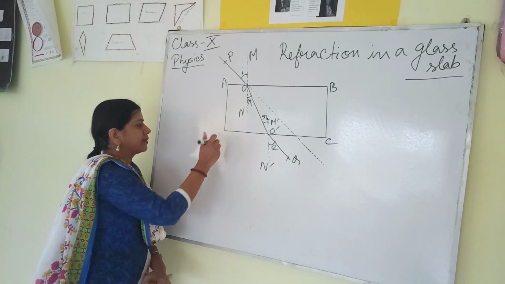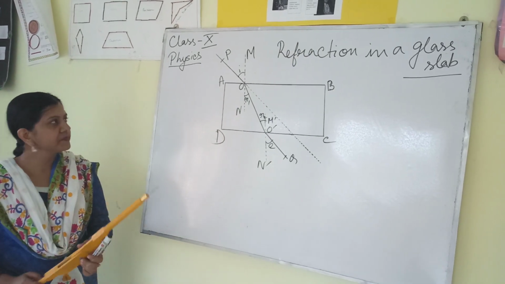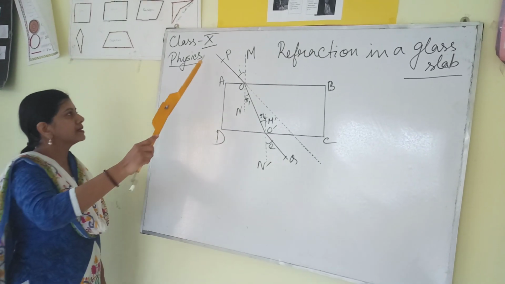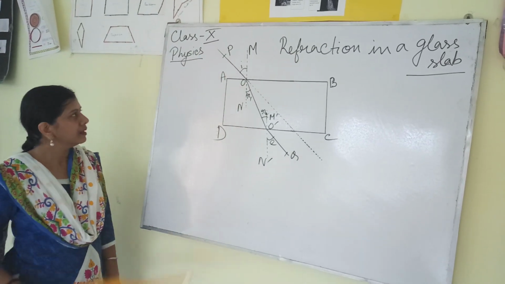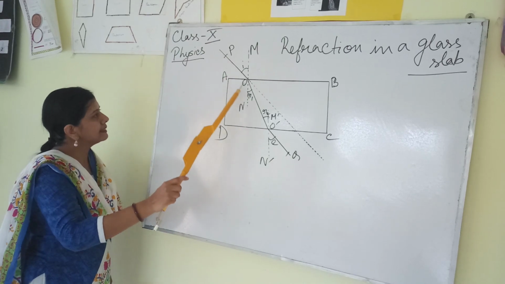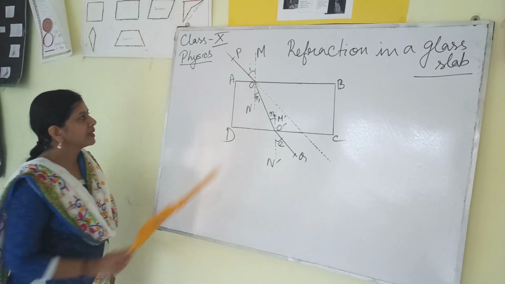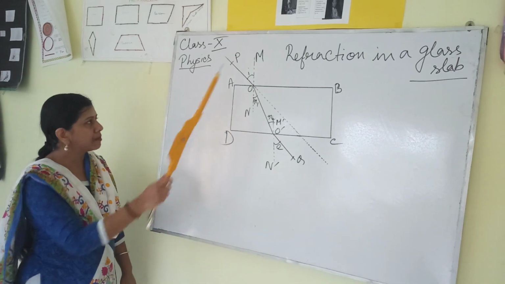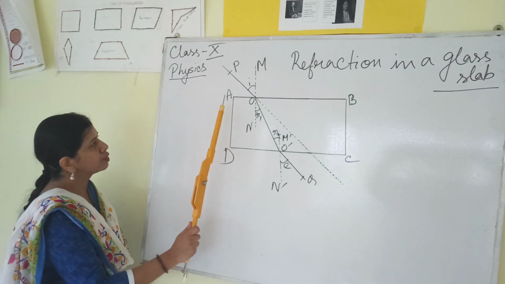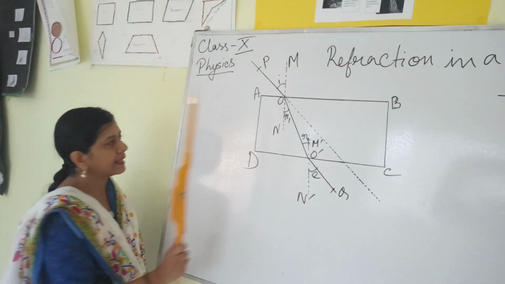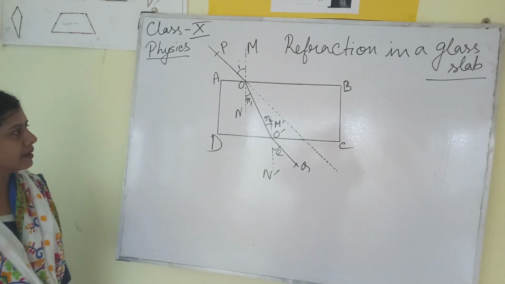By mistake I have written it as C. This is a rectangular glass slab. Now light is entering from here. This is the light entering, so this one is my incident ray. PO is the incident ray and this one is the normal, MN. Now what is the normal? It is just a perpendicular line drawn on the surface AB. Okay, this angle is the incident angle.